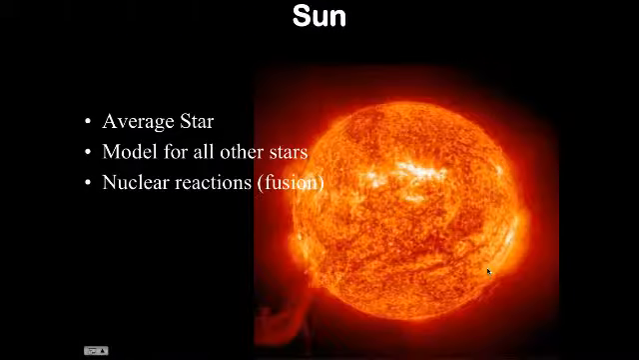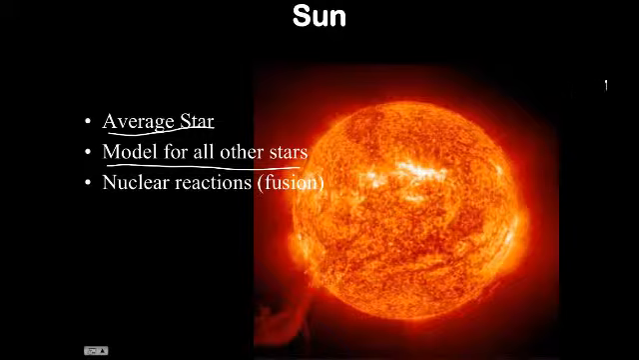All right, we're almost done. Let's talk about the sun. The sun is an average star. It's average in size, it's average in mass, it's average in temperature. So it is an average star compared to all the other stars out there in the universe. It is not special in any way, shape, or form other than it gives us heat and light. Because it's average, we use it as a model for all the stars.